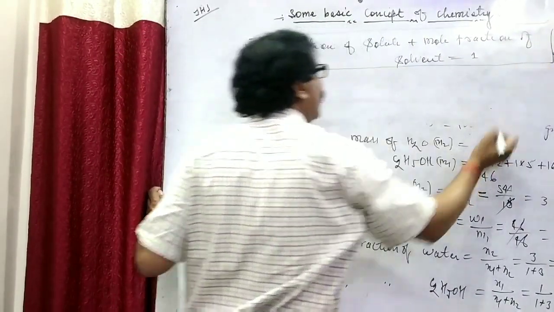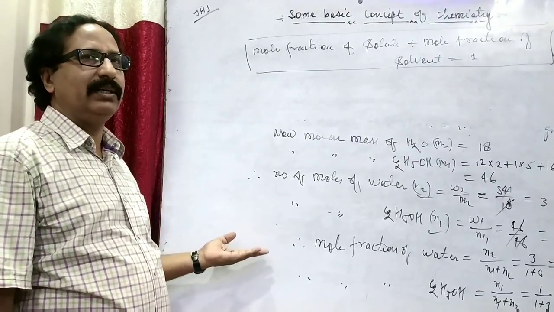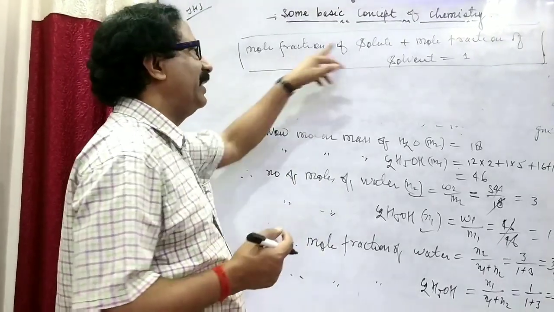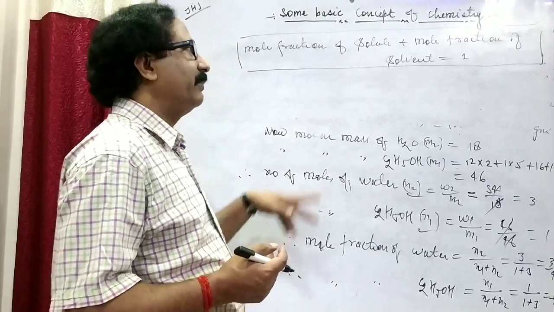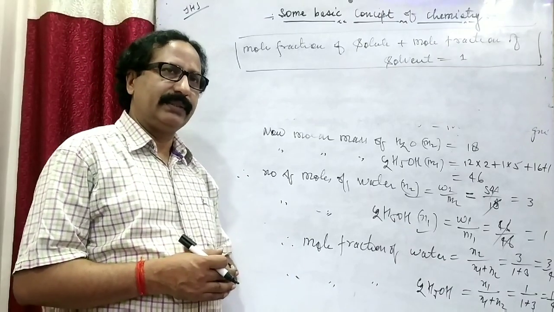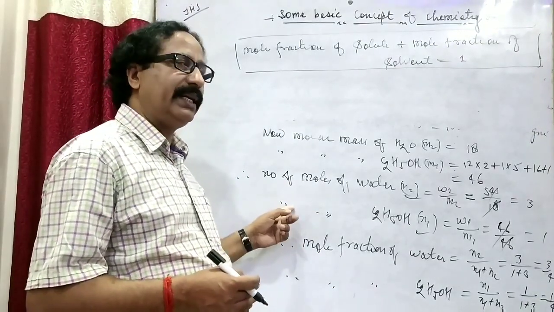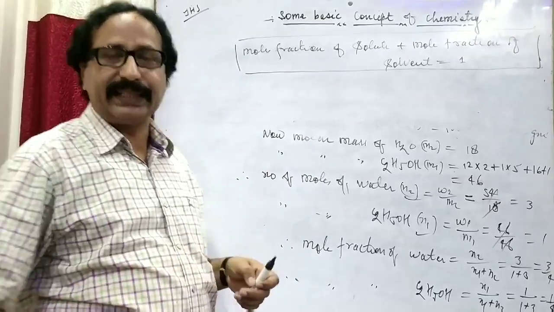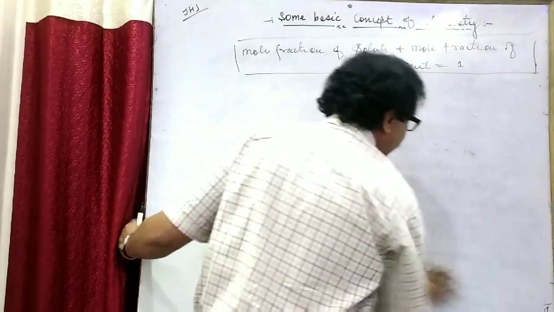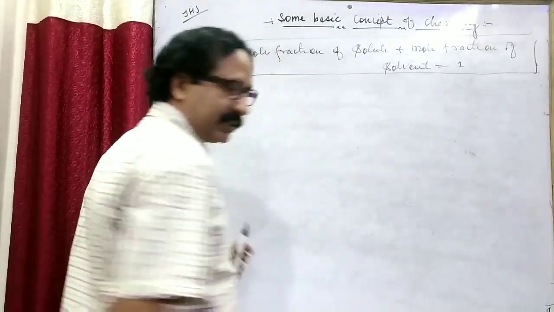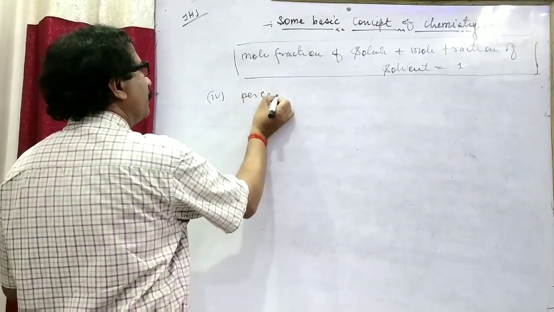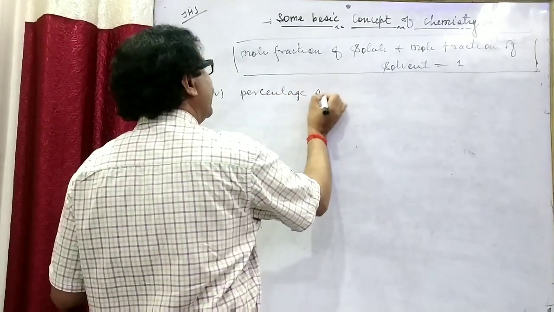By applying this formula, suppose you have to find out the mole fraction of solute, then by subtracting it from 1, you can find out the mole fraction of solvent. Right? Then molality, mole fraction. And next thing is percentage strength. Next one, in the fourth category, percentage strength.